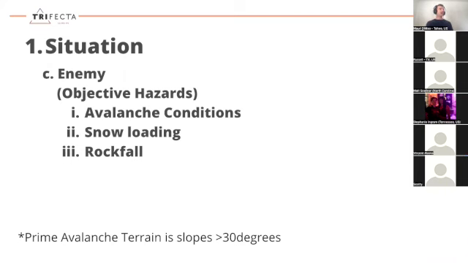And then just the note down at the bottom, so prime avalanche terrain, that's going to be slopes greater than 30 degrees and less than 50 degrees. The reason it's less than 50 degrees is because typically, not always, but typically, the snow will fall off or not stick unless it's super wet snow to that steep a terrain. But you have to pay attention to the slopes above you throughout.